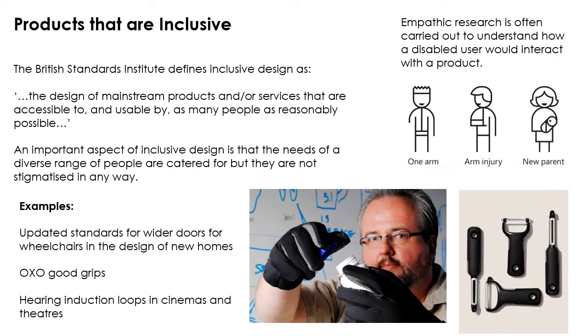Okay, so from that, we're now going to swap to making sure that products are inclusive. This is moral. This considers social issues, because a large number of people in the world have a disability. And it's extremely important that design includes these people and makes sure that products can be used by them. So the British Standards Institute defines inclusive design as the design of mainstream products or services that can be accessible to and usable by as many people as reasonably possible.